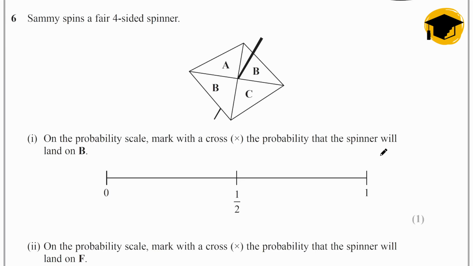Sammy spins a fair 4-sided spinner. So we've got A, B, B, and C. So B comes twice. On the probability scale, mark with a cross the probability that the spinner will land on B. So we can land on B twice out of 4 times. So there's 4 possible outcomes. So the total number of outcomes goes at the bottom. The top is the number of times that you're looking for a specific outcome. So 2 divided by 4, that's the same as saying a half. A half is over here.